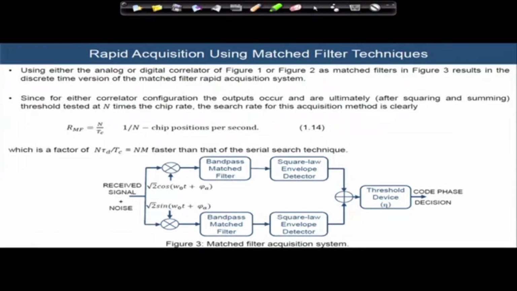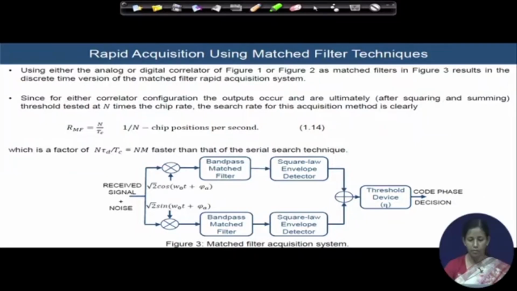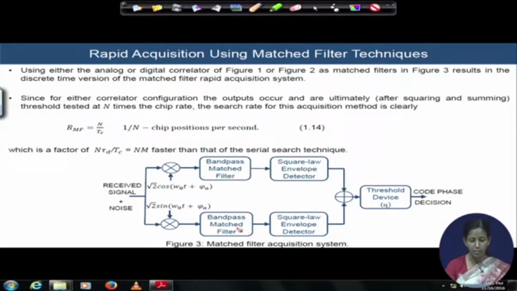And remember this structure of the digital or analog correlator that we have seen in the last two figures. They will actually work as a matched filter, and as a matched filter it will be placed inside these blocks. And these matched filters are truly bandpass filters if it is an IF, otherwise they will be baseband matched filters if you are dealing with baseband frequencies. Okay.